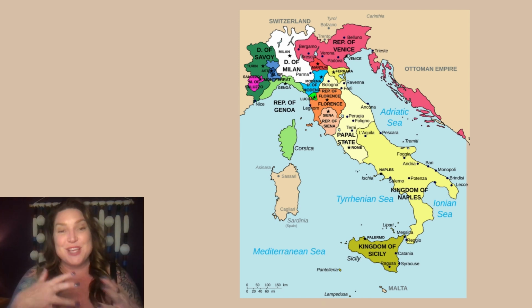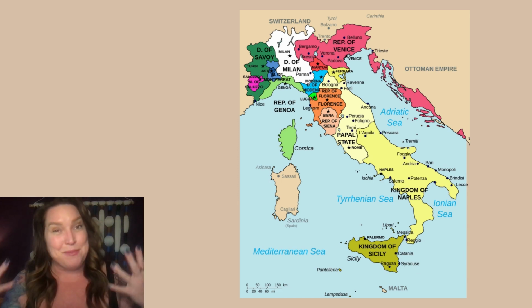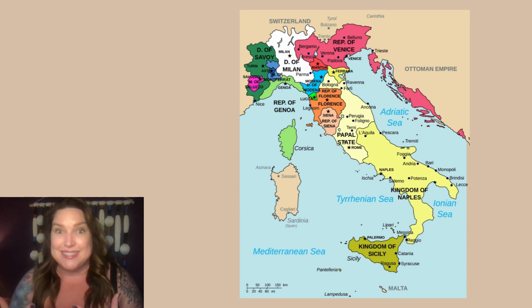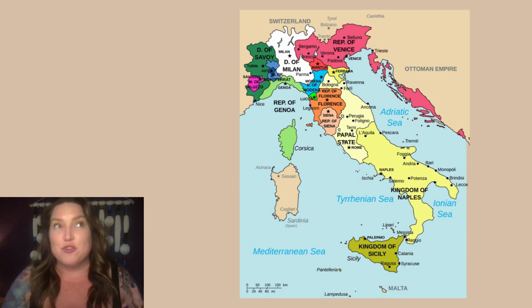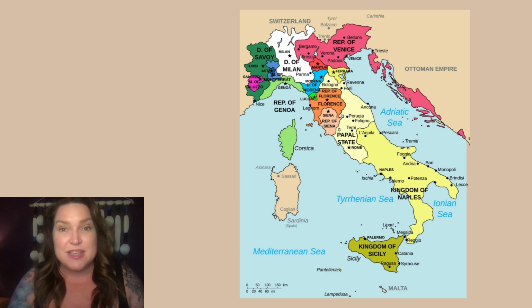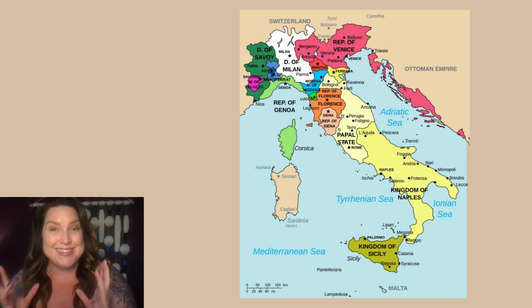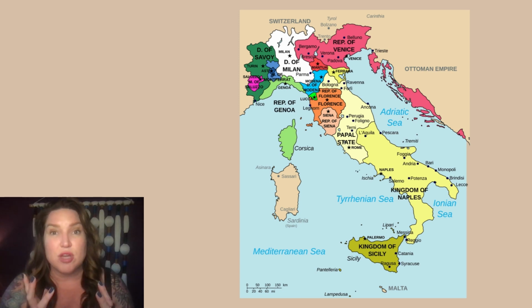Another thing I want to point out about Italy is if you look at a map of Italy from the Renaissance, you will see that our modern idea of Italy did not exist yet. Italy isn't a unified country until the 19th century, the 1800s. So what we have instead are republics and kingdoms, independent kingdoms. Venice, for example, is basically its own country, the Republic of Venice. So Italy as a modern concept didn't really exist at the time. So you have to think of these cities almost like their own little countries.